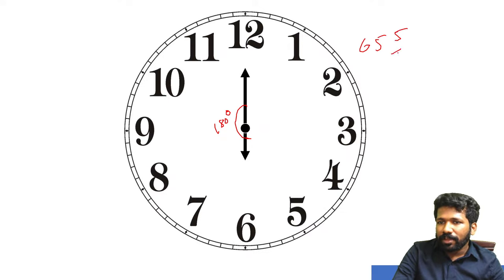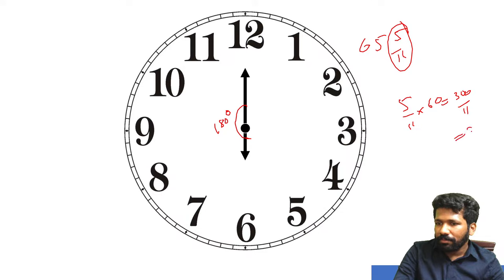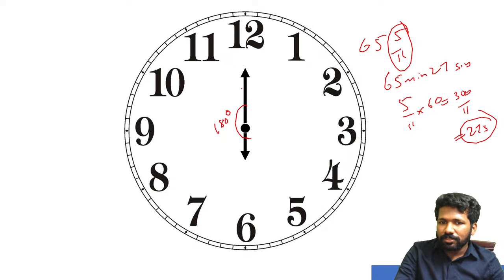at 6 o'clock, the angle between the hour hand and minute hand is 180 degrees. Now after how many minutes can the same 180 degrees be created? 65 and 5 by 11 minutes. 5 by 11 minutes, if you want, you can convert it into seconds by multiplying by 60. That is 300 by 11, which will be approximately 27 seconds. That means 65 minutes, 27 seconds later, this will happen.